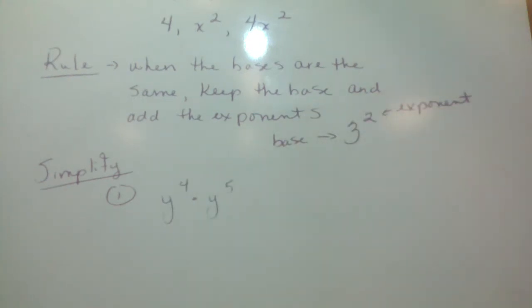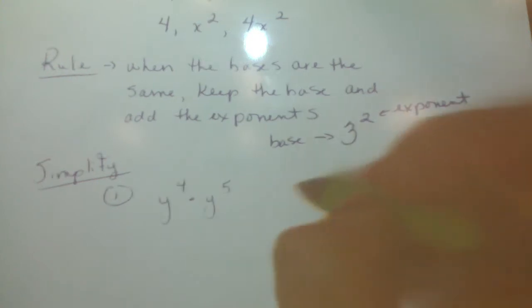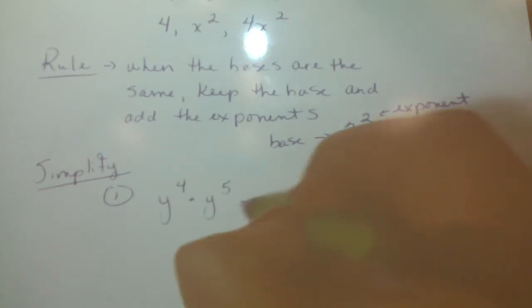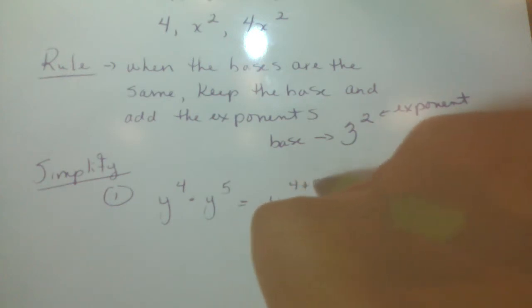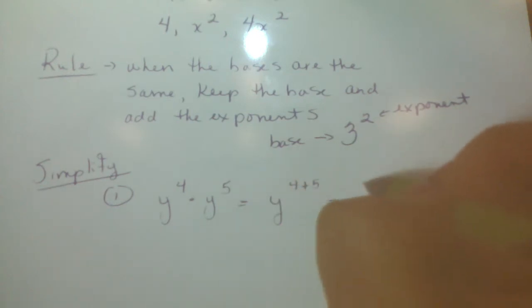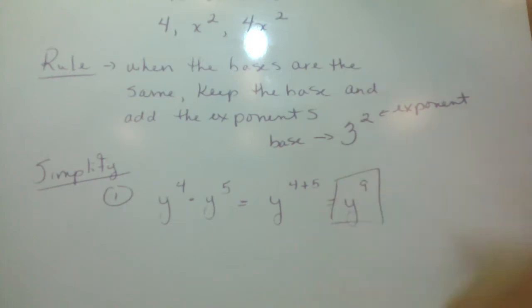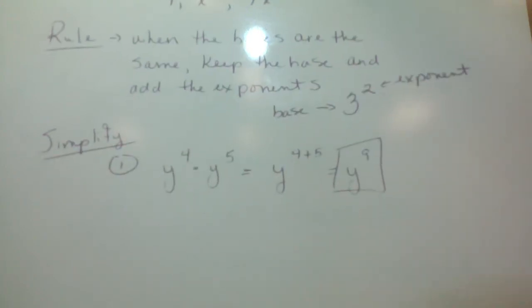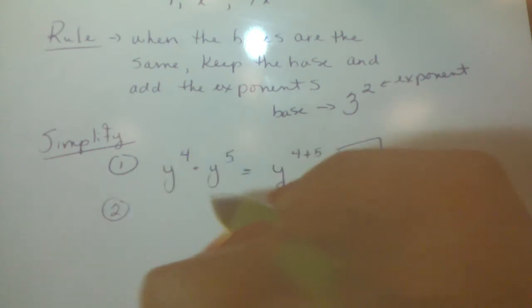If I take a look at this problem, the bases are the same. They're both y's, so I'm going to keep that base and add the exponents. So 4 plus 5, that's giving us 9. So I've got y to the 9th. Pretty straightforward.